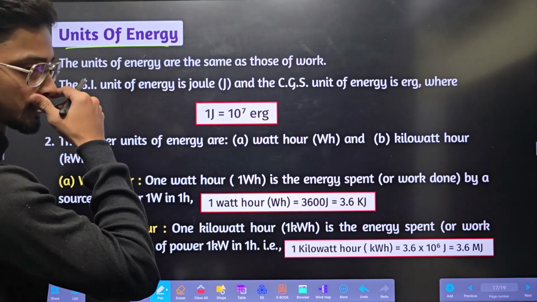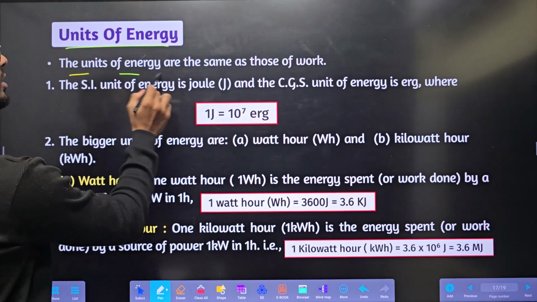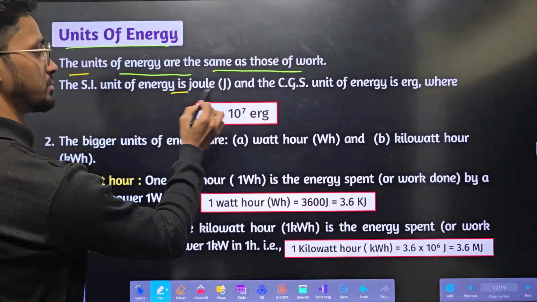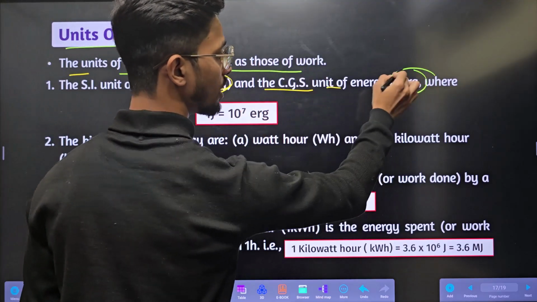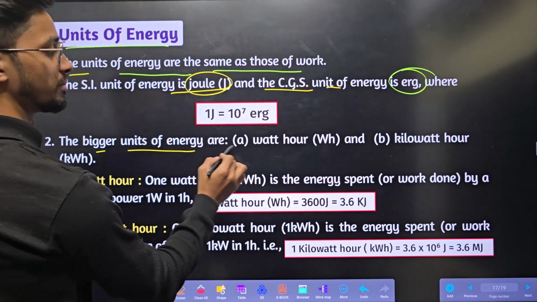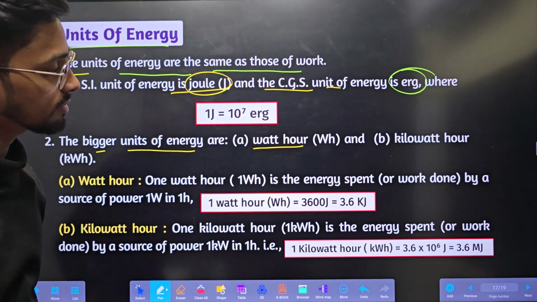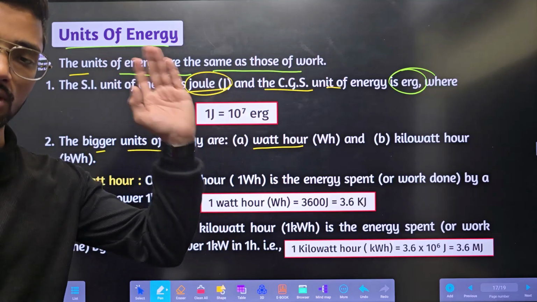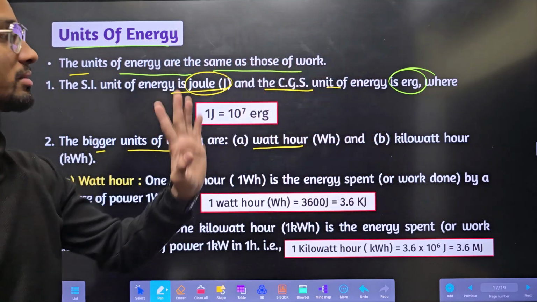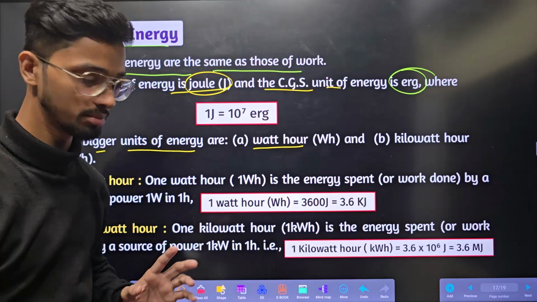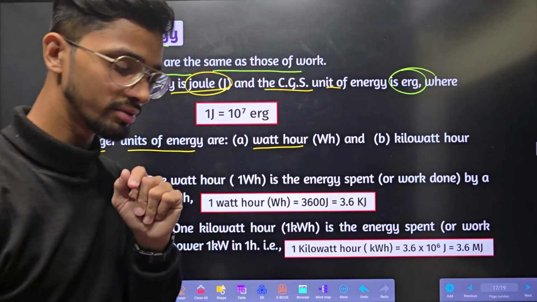So units of energy. Similar to work, units of energy will also be the same. That is nothing but joule. The CGS unit will be erg, and bigger units are also the same: kilojoule, megajoule, and gigajoule. But here there are some two different units.